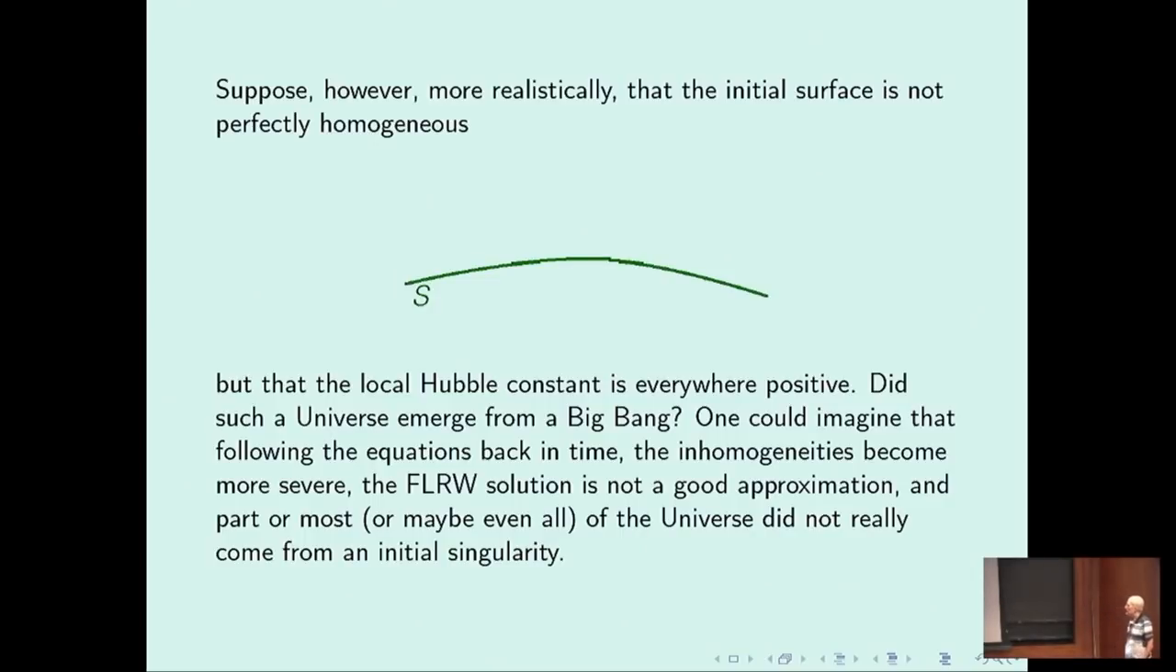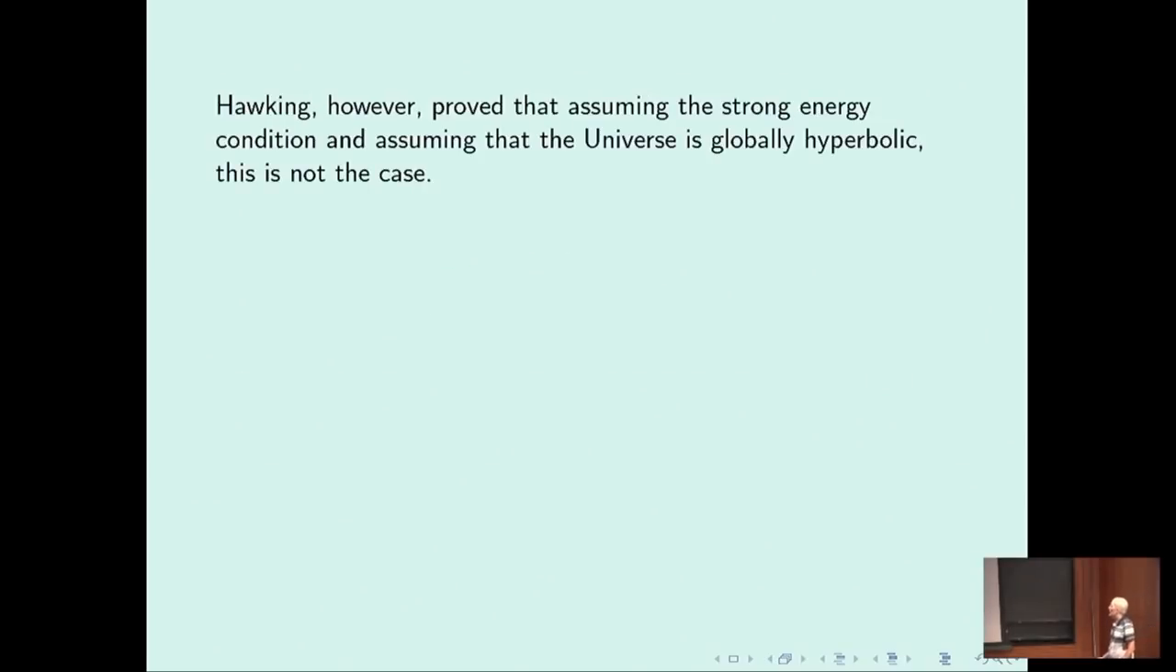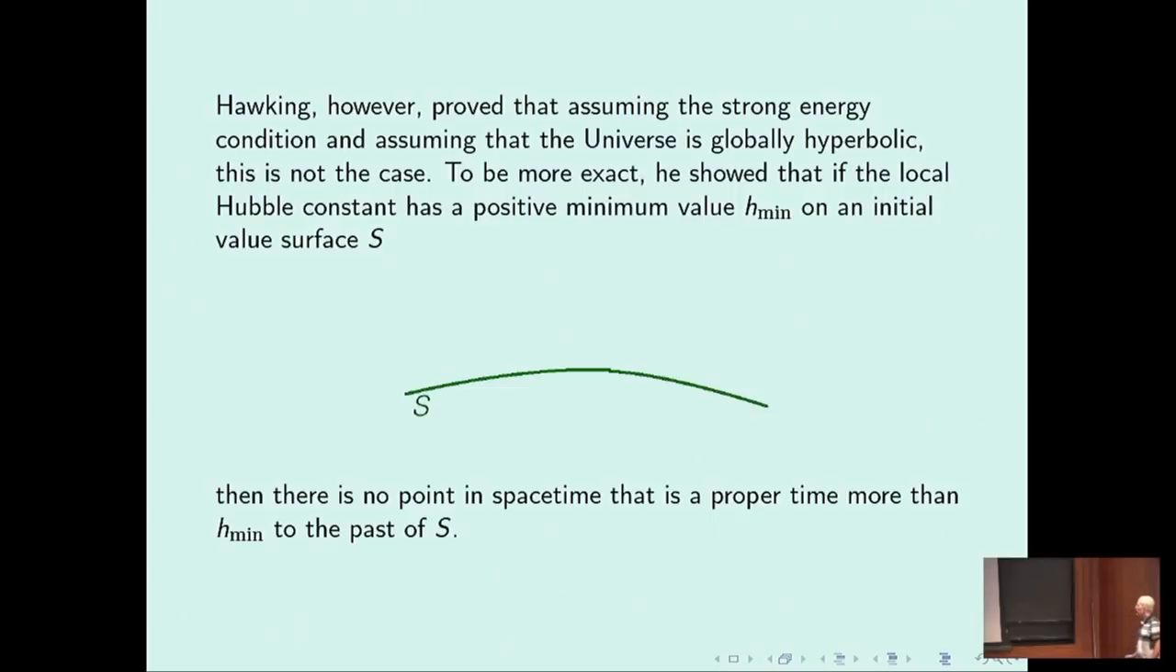He showed that, under the assumption of the strong energy condition, there must have been a Big Bang. So, assuming the strong energy condition and that the universe is globally hyperbolic, he showed that there was a Big Bang. To be more exact, he showed that if the local Hubble constant has a positive minimum value h min on an initial value surface S, then no point in space-time is a proper time more than 1 over h min to the past of S.